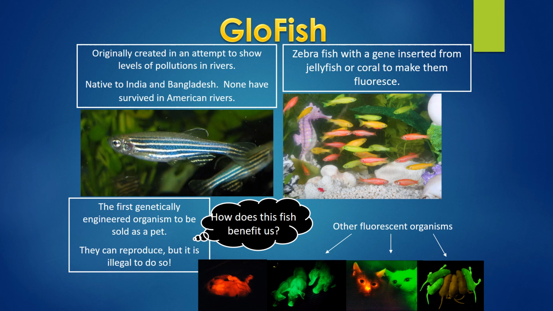They can reproduce. It's actually illegal to make them, to reproduce them yourself, but you can actually buy them, genetically engineered fish. I mean, think about how this fish might benefit us in general. Could be a nice nightlight. That would be good. Other fluorescent organisms, so we've done it to mice, cats, sheep, etc. So we are able to alter an animal's genes to make them glow, which is rather marvellous, but also horrifically scary if you think about it.